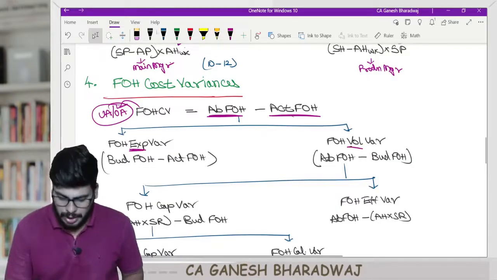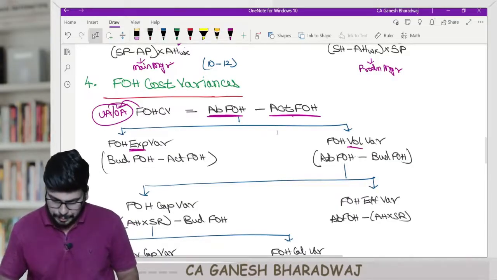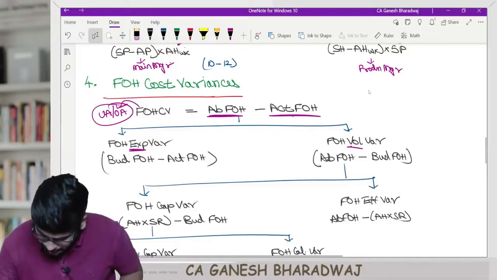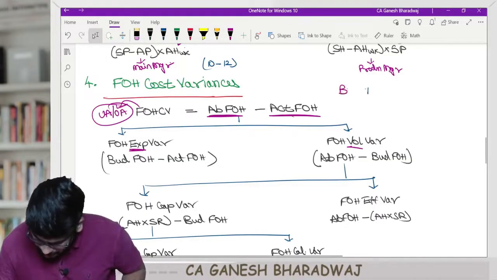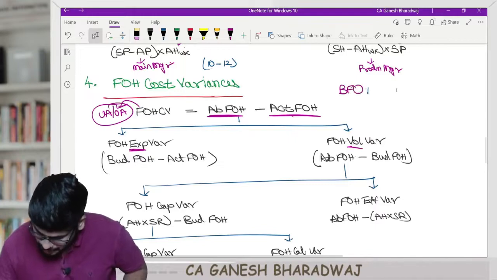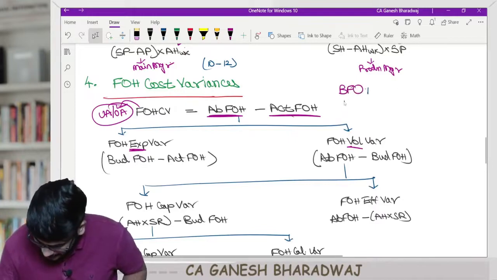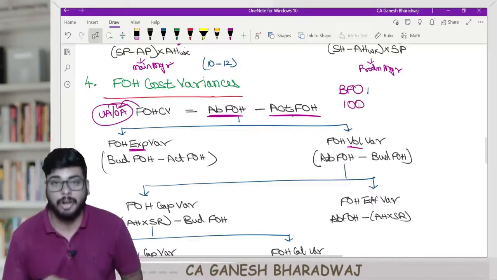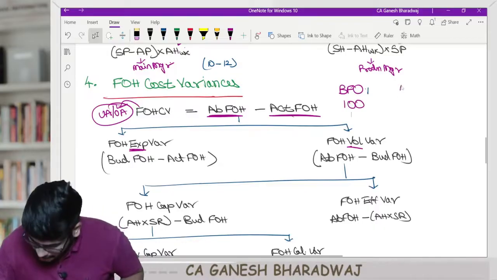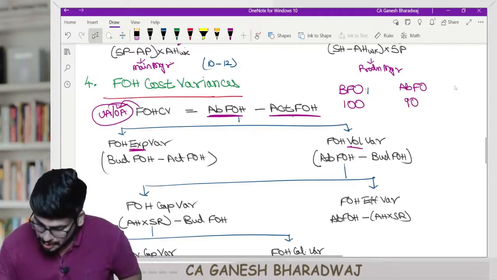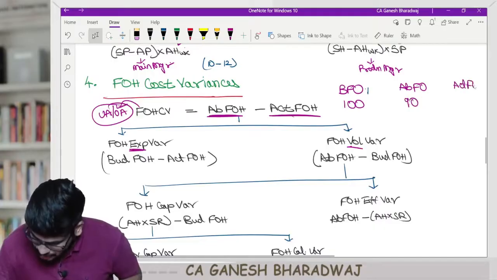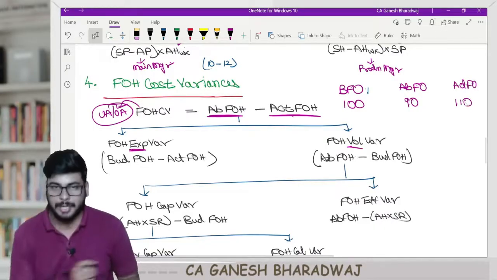Expenditure variance is what? Let me give you an example. You have budgeted fixed overheads. Let's say I budgeted a fixed overhead of 100 rupees, but I absorbed a fixed overhead of, let us say, 90 rupees, whereas the actual fixed overheads was, let us say, 110 rupees. Are you clear with this?